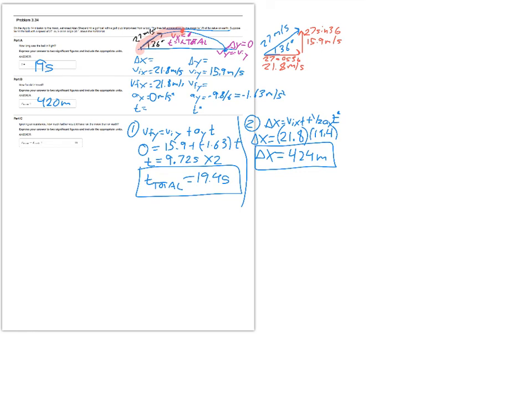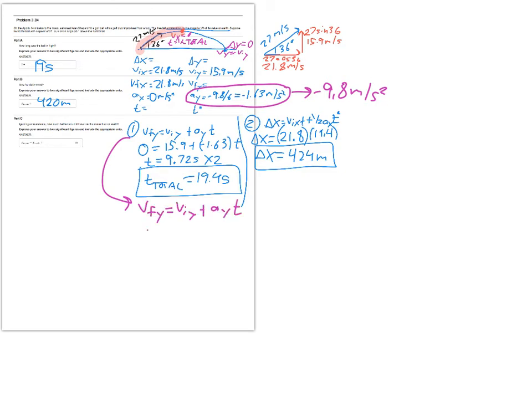The third part asks about how much further this object would travel on the moon than on the Earth. So I'm going to go ahead and think about how far it would travel on the Earth first. And really the only thing that changes here is this acceleration. If I'm thinking about it being on the Earth, my acceleration is just negative 9.8 meters per second squared.